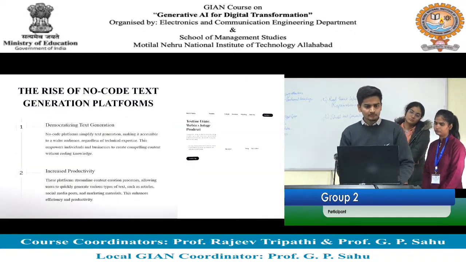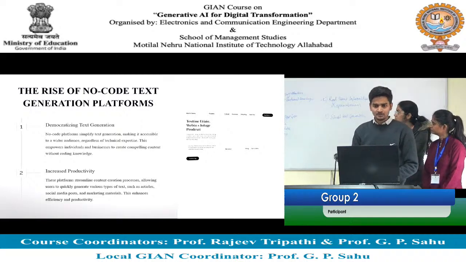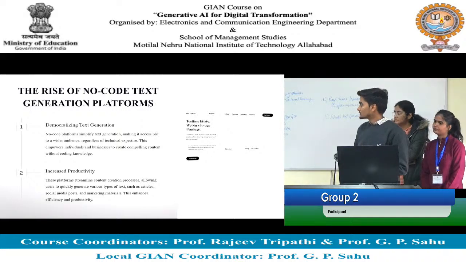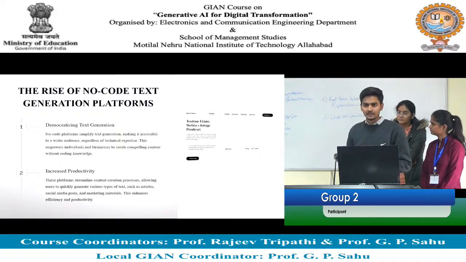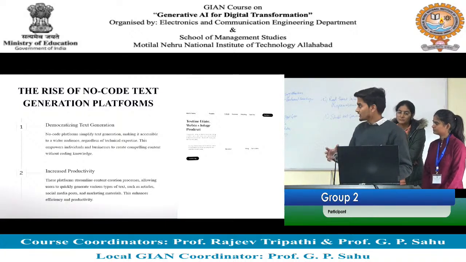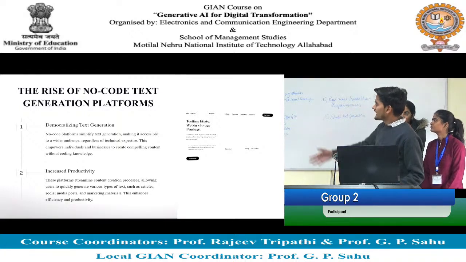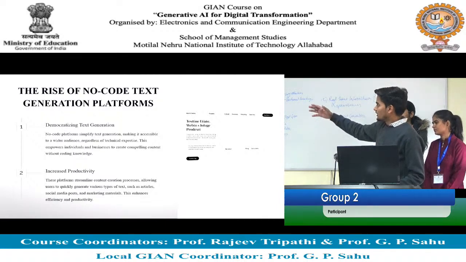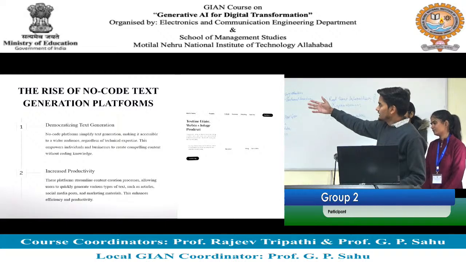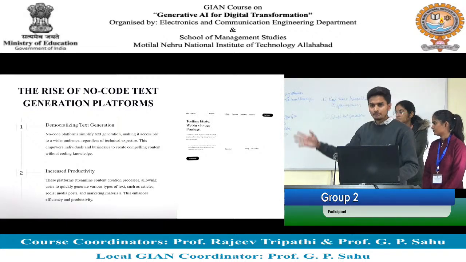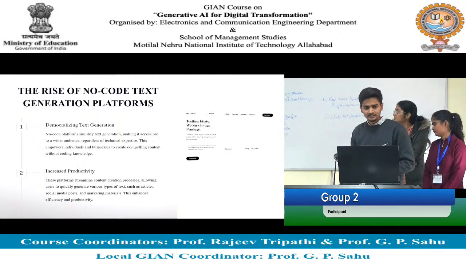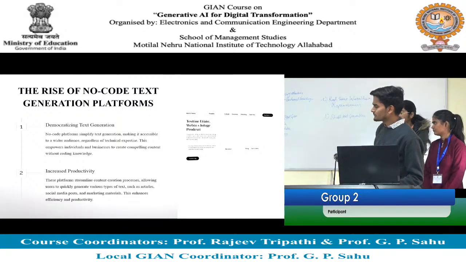Now, the rise of no-code text generation platforms. Earlier, to generate text we needed to do coding, so it required some technical skills. Not everyone can do coding and generate text. But nowadays, as technology has evolved, we have no-code text generation platforms. Because of this, more people can be covered under the umbrella of text generation. Also, this has increased productivity because no more coding is required.